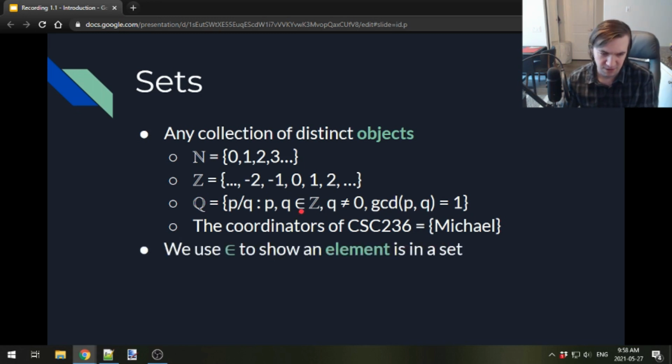Now, you see this symbol here. You probably should recognize it. If not, this is a symbol that shows that an element is in a set. So P and Q are in the set of Z, which means that these values, P and Q, are negative 1 or negative 2 or 1 or 2 or 3 or so on. So 5 is in the set of natural numbers, for example.